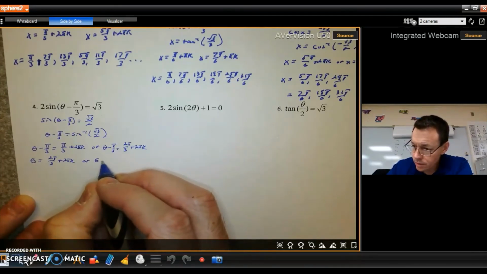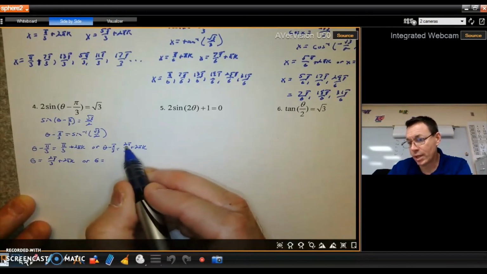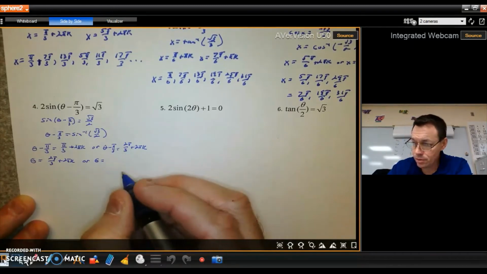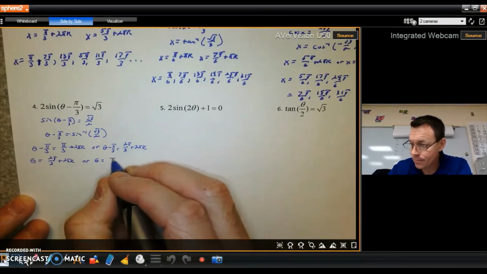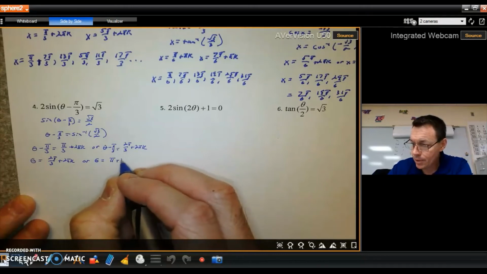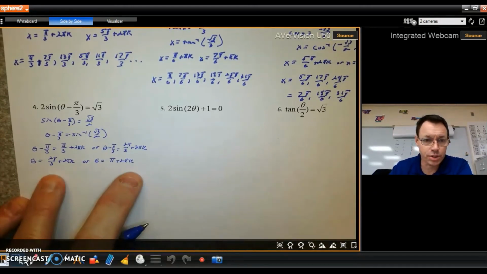Or, well, again, I'm adding 1/3 pi over 3 to what I already have over here, which is 2/3. So that's 3/3 now. Or pi. So that's pi plus 2 pi k. And that's all solutions of this equation.